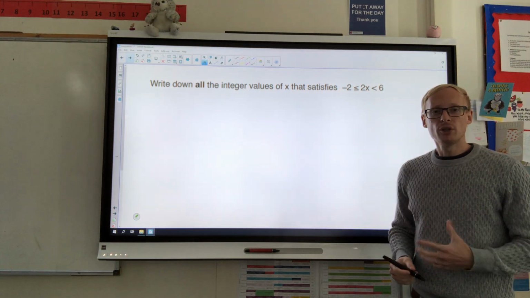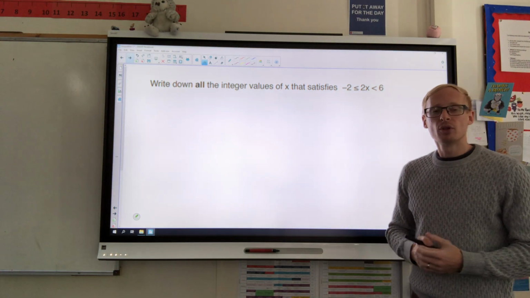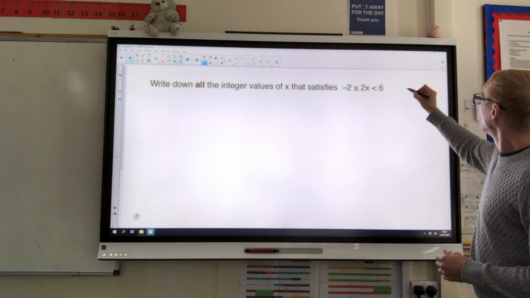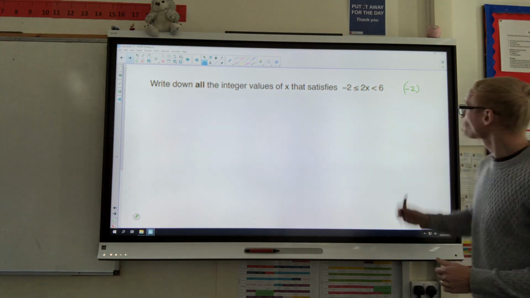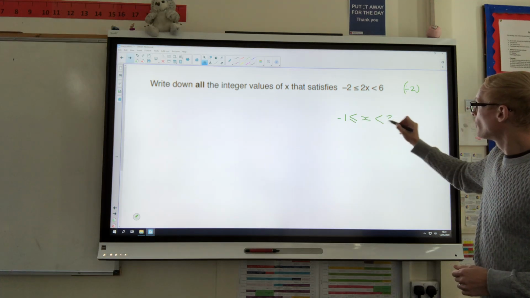So the first thing I want you to do is to deal with that 2x in the same way that you would with an equation. So if I've got 2x equals something, I would divide by 2. So if I divide by 2 here, and you need to divide the whole inequality by 2, you'll get -1, you'll get x, and you'll get 3.